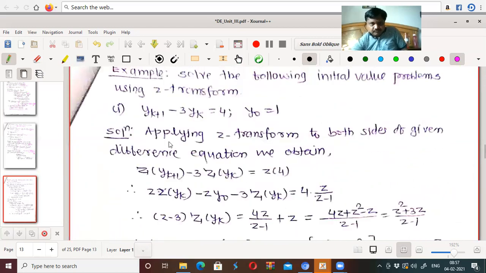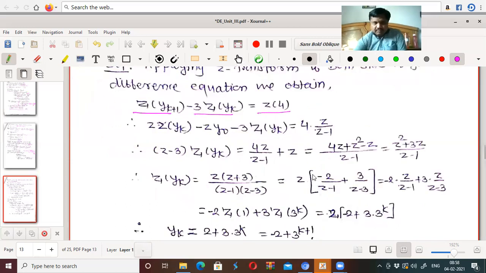Now, solve the following initial value problems by using z transform. Number 1: yk plus 1 minus 3yk equal to 4, using the condition y0 equal to 1. This is a first order non-homogeneous linear difference equation with constant coefficient, under this condition y0. Applying z transform to both sides of the given difference equation, we obtain z transform of yk plus 1 minus 3 times z transform of yk equal to z transform of 4.